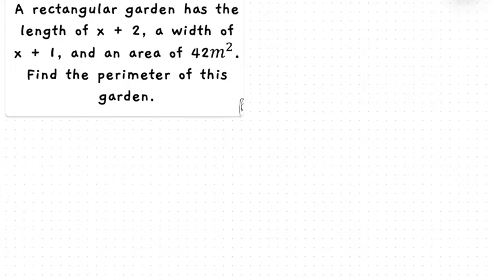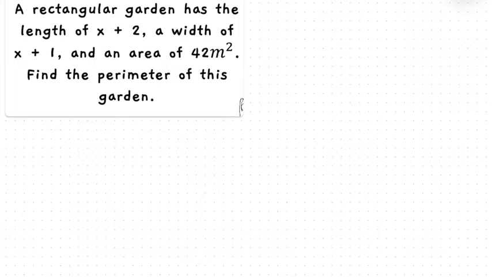So, halimbawa, itong second problem natin. A rectangular garden has the length of x plus 2, a width of x plus 1, and an area of 42 meters squared. Find the perimeter of this garden. So, how will we go about this?